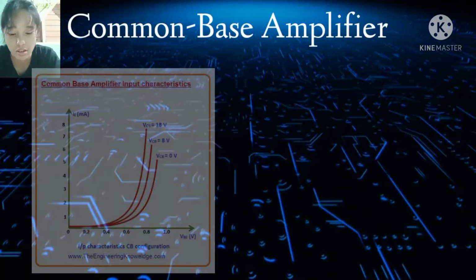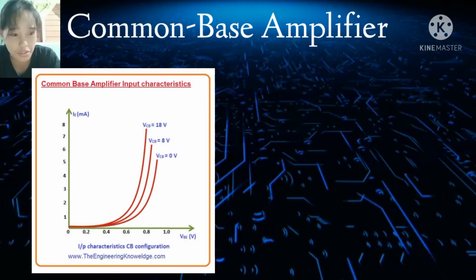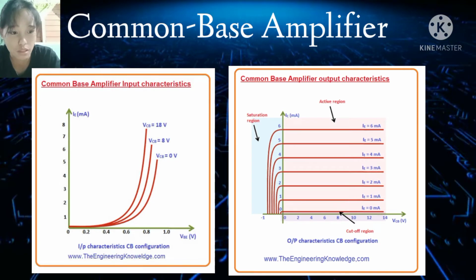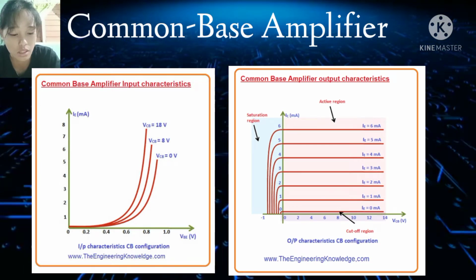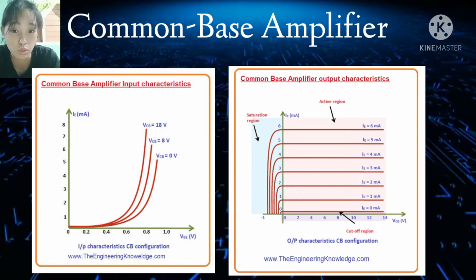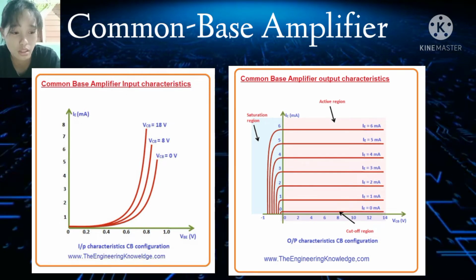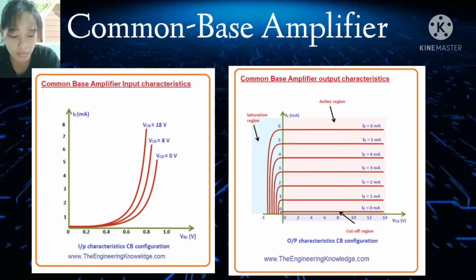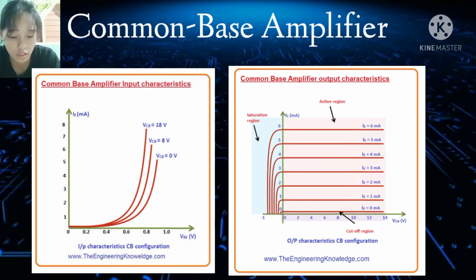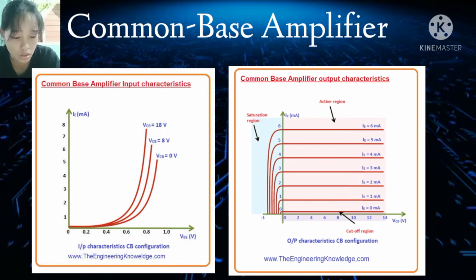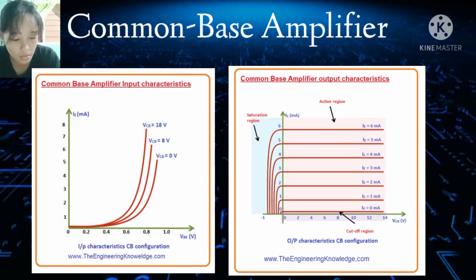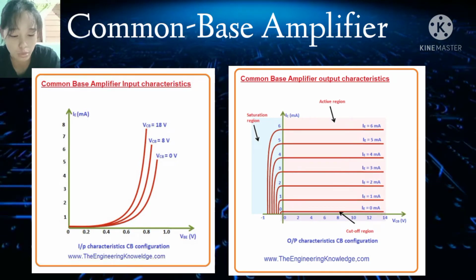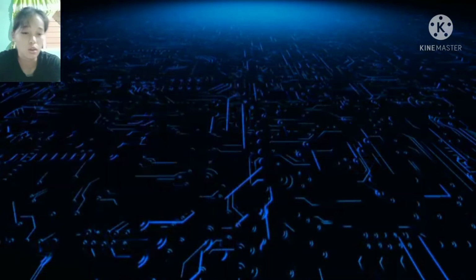Common base amplifiers. For the input characteristics shown in this figure, our output voltage VCB is kept constant, for example, at 0 volts. Our input voltage, or the VBE, will be increased to different voltages. So to repeat, here a curve is drawn between the emitter current and the input voltage at a constant output voltage.